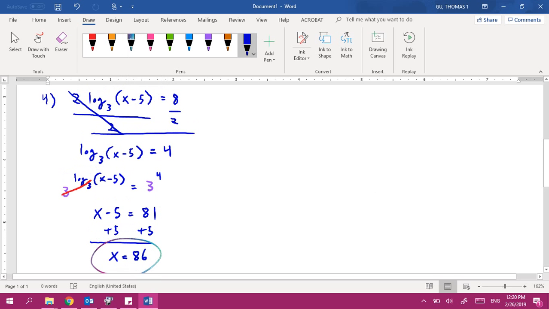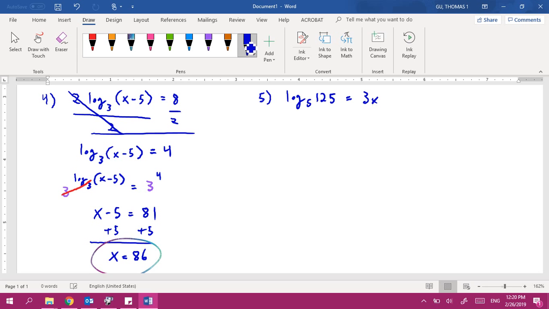All right, and the last example for the first section is going to be log base 5 of 125 equals 3x minus 4. This one looks a little different than all the other ones we did, and can you recognize why? What looks different about this one? Yeah, the x is on the other side. The x is not inside the log, right? That's the difference.